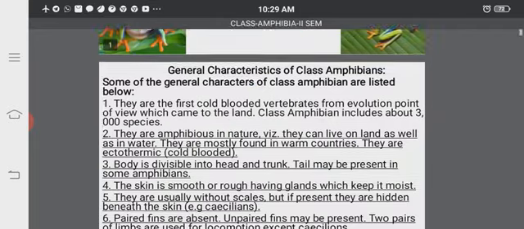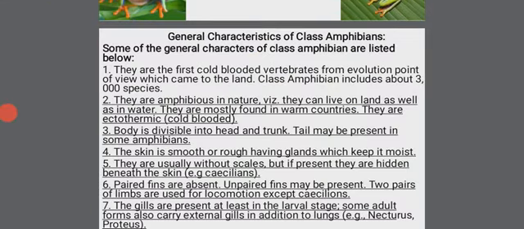Now, let us go through some general characters of class Amphibia. You already studied some of these basic characters in your PU class itself. Let me go through the details of such characters. First, they are the first cold-blooded vertebrates, from the evolution point of view, which came to the land, and the class Amphibia includes about 3000 species.